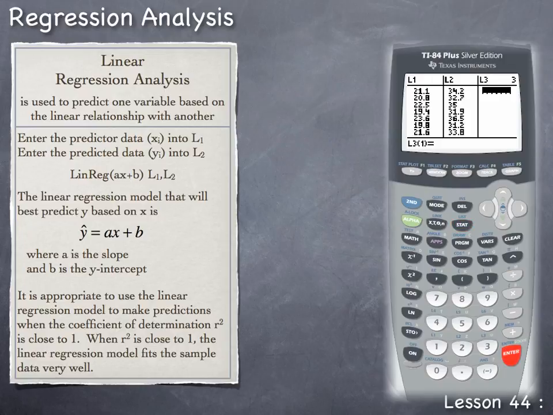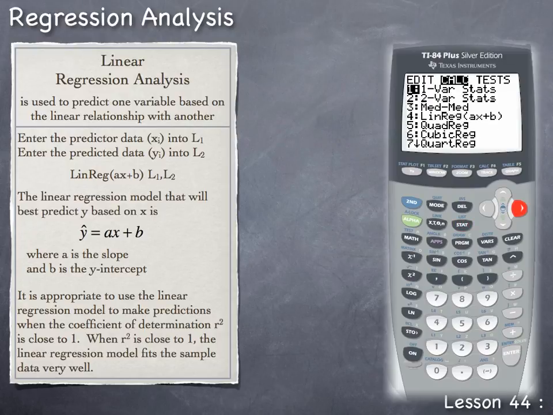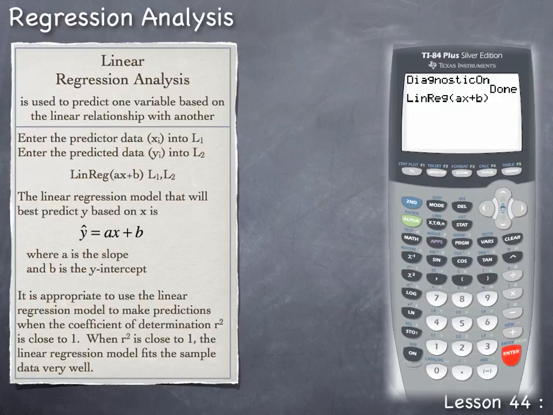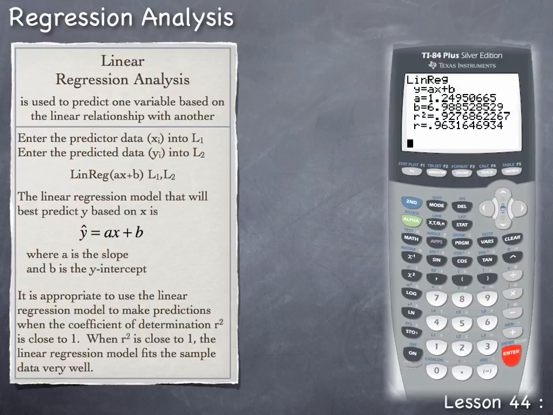Now to enter data, we press Stat, Enter. The predictor data is entered into list 1, and the predicted data is entered into list 2. Then the linear regression command is found by pressing Stat, arrow over to Calc for calculate, and then arrow down to LinReg(ax+b). Press Enter. Then we have to give the calculator the lists, 2nd 1 for list 1, comma, 2nd 2 for list 2. The lists are always entered in the order of x, comma, y.